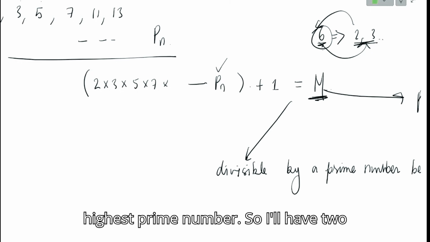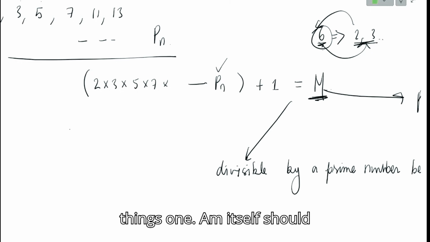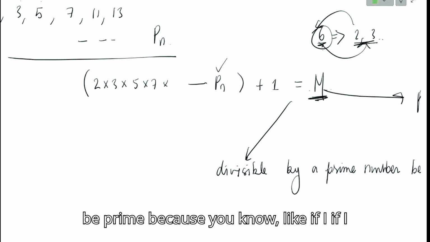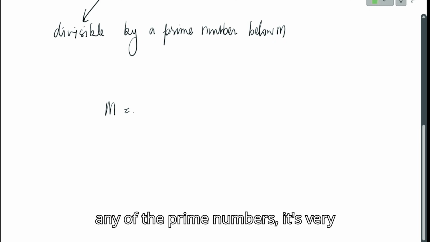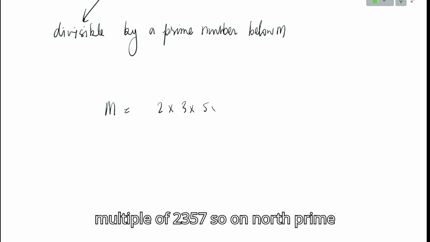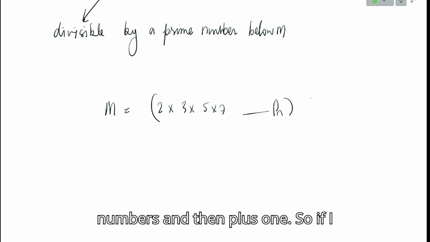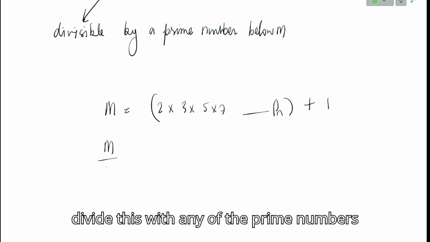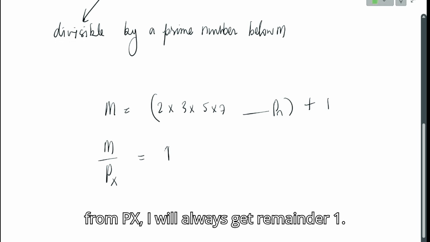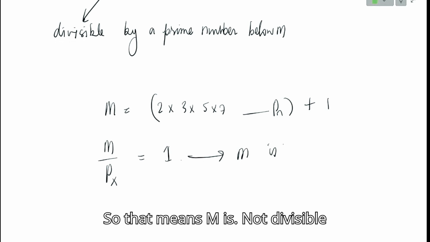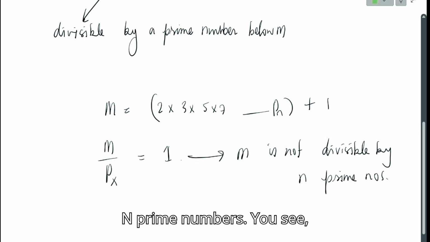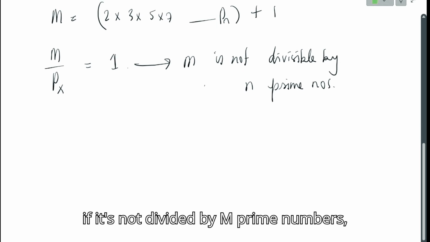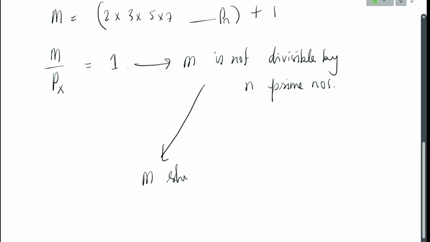Let's say Pn is the highest prime number. So I'll have two things. One, the M itself should be prime, because if I divide this M with any of the prime numbers, it's very simple. So right now I have M as a multiple of 2, 3, 5, 7, so on, n prime numbers, and then plus 1. So if I divide this with any of the prime numbers, Px, I'll always get remainder 1. So that means M is not divisible by n prime numbers. You see, if it's not divided by n prime numbers, then that means M itself should be prime.